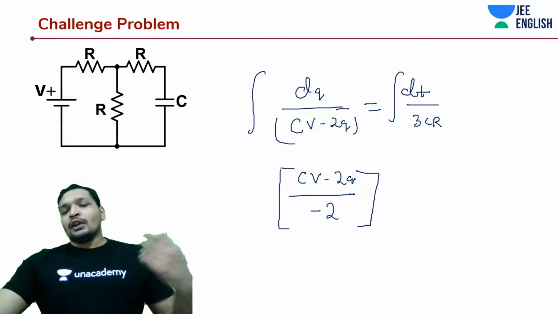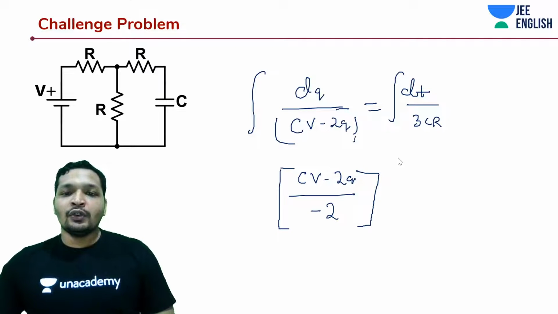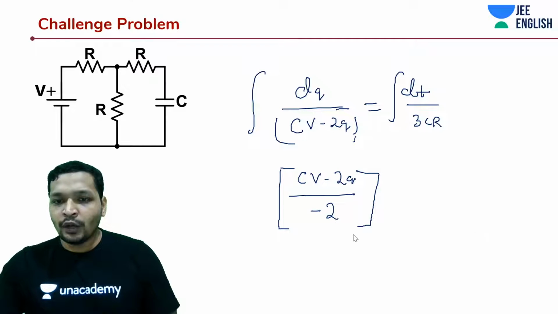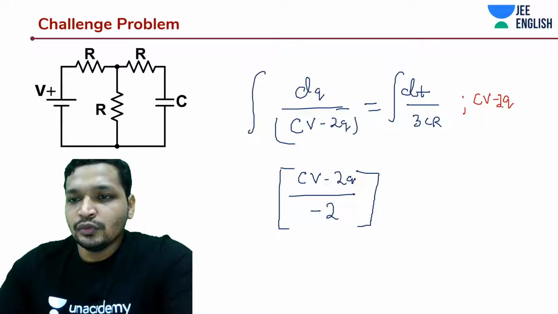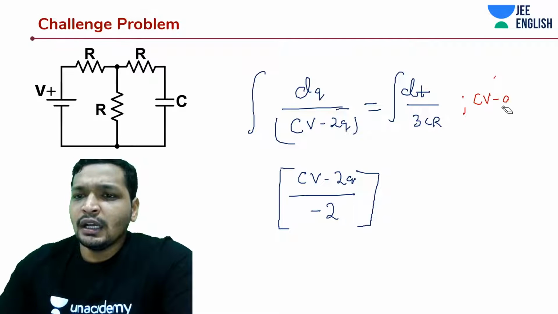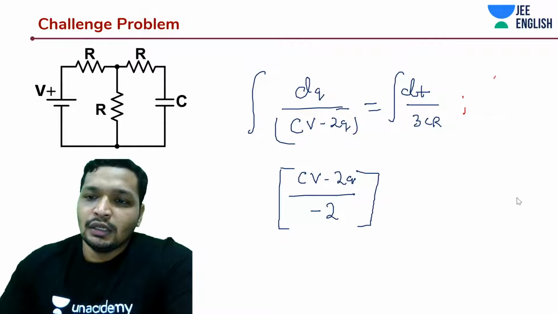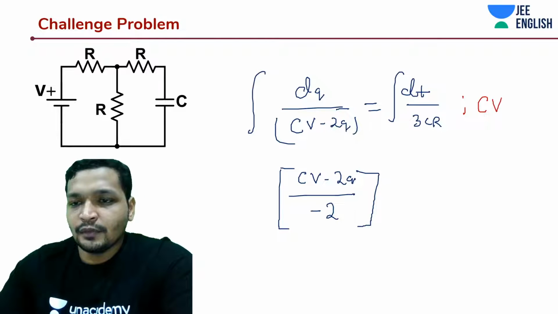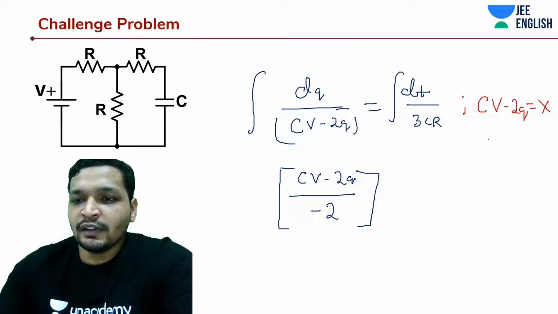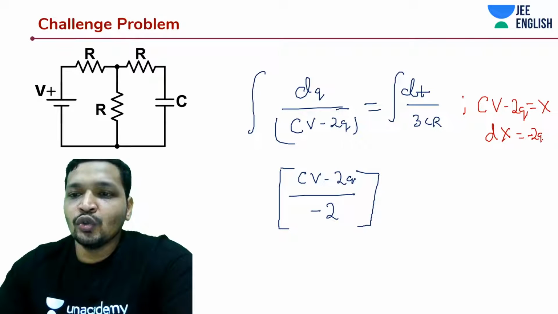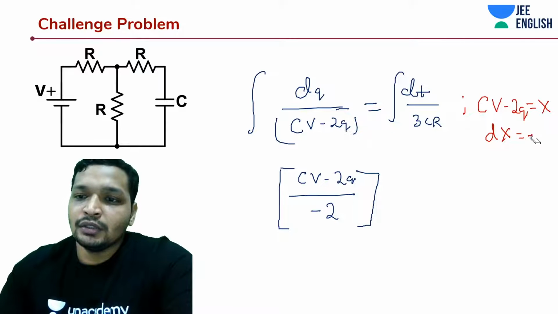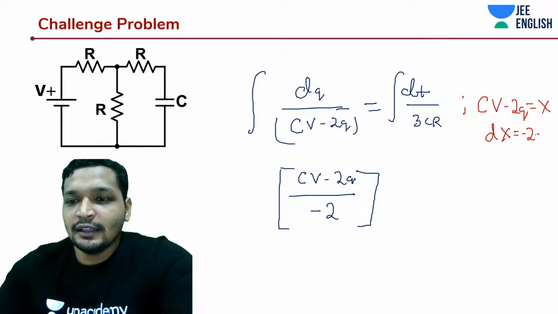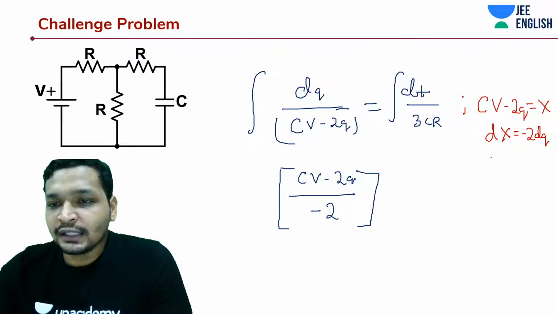So yes. If you don't know how we got this, one of the ways of doing it is to take CV minus 2Q as some X or Y, whatever you like, and then solve it. Okay, and then two things you need to write. This would be X, so what is the value of dx? dx is going to be minus 2 dq, sorry, minus 2 dq, right? That is it.